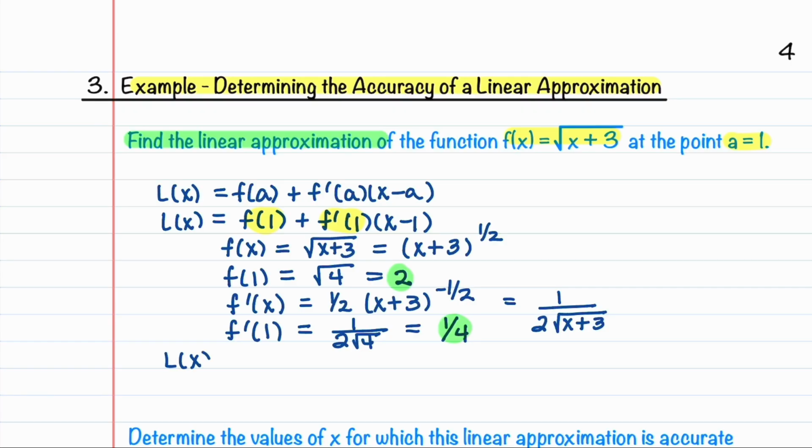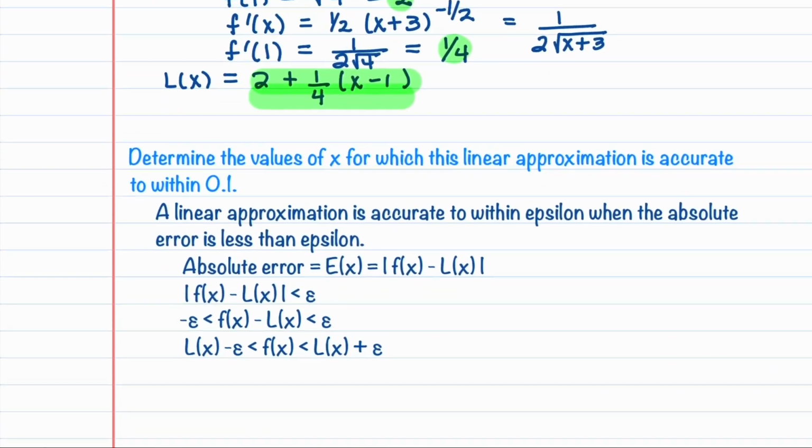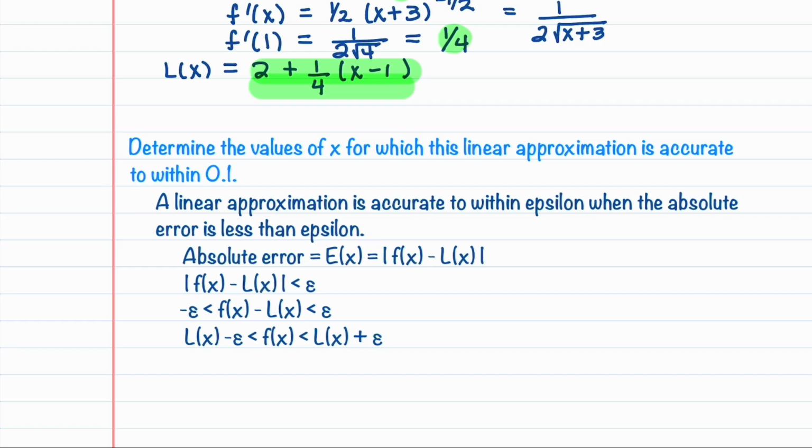Now we can write down L of x. L of x is f of 1, which is 2, plus f prime at 1, which is 1/4, times x minus 1. And that's our linear approximation. Now let's look at the second part. We are going to determine the values of x for which this linear approximation is accurate to within 0.1.